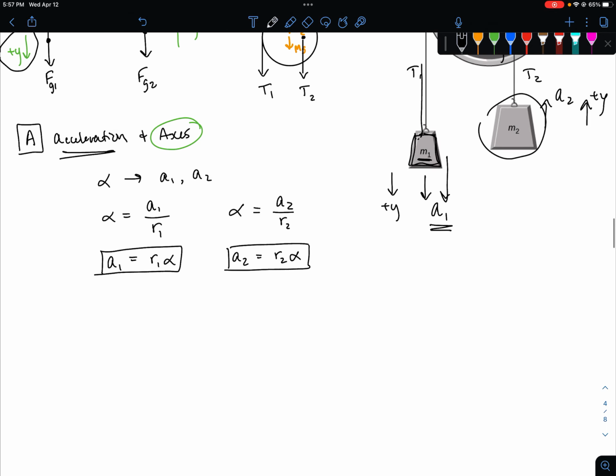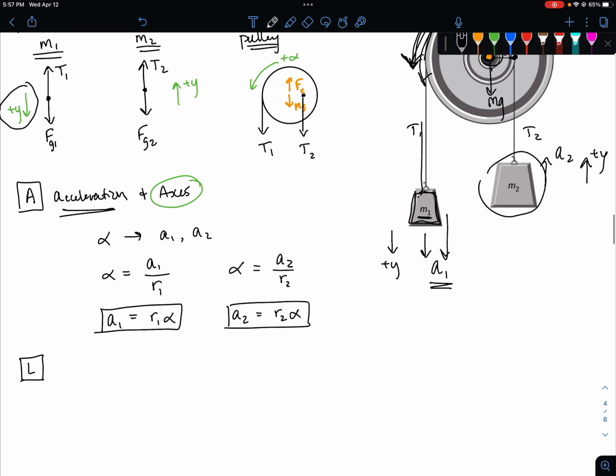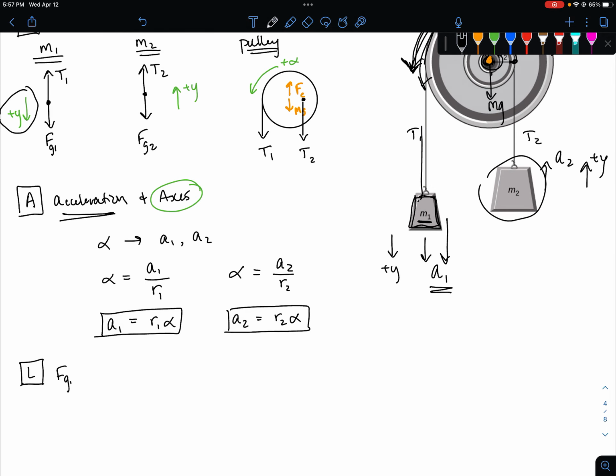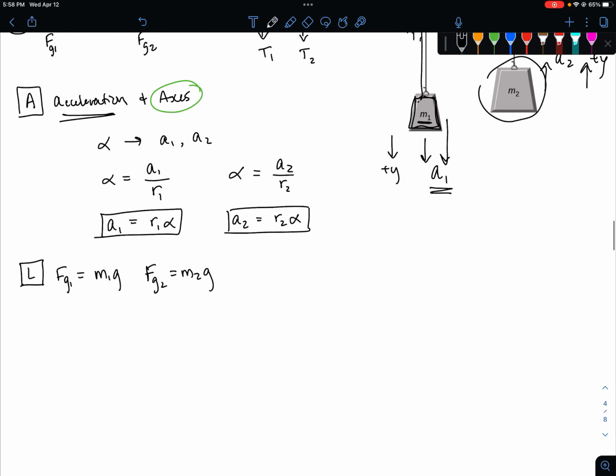All right, so the next thing is the laws. And the only laws that we have here are that Fg1 is equal to m1g, and Fg2 equals m2g. And now we're ready for our components.